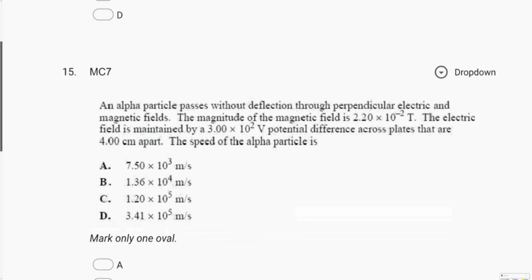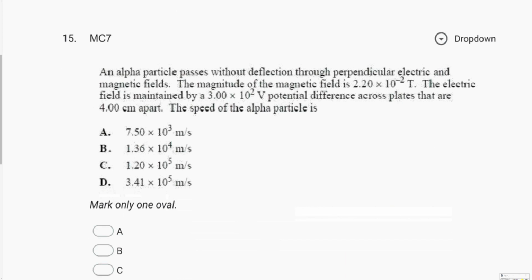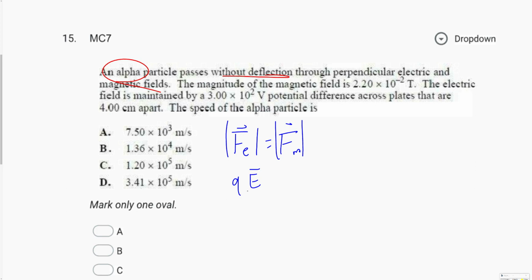Okay, multiple choice number 7. An alpha particle again passes without deflection. Key word is without deflection. We're going to say Fe equals Fm. qE equals qvB. The q's cancel this time, and we're solving for v. It's E over B. And we've got the electric field and the magnetic field.